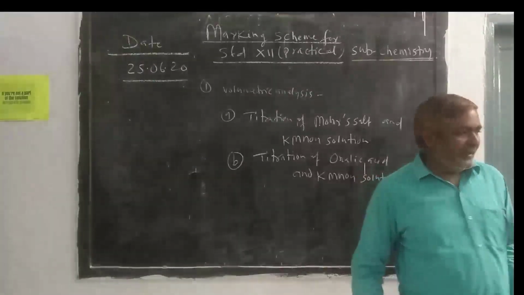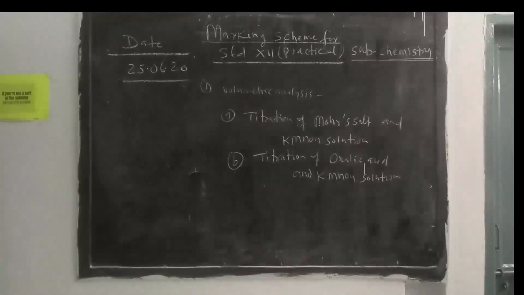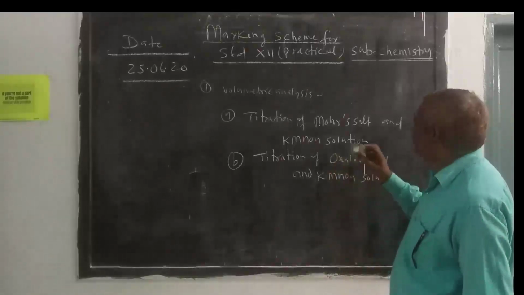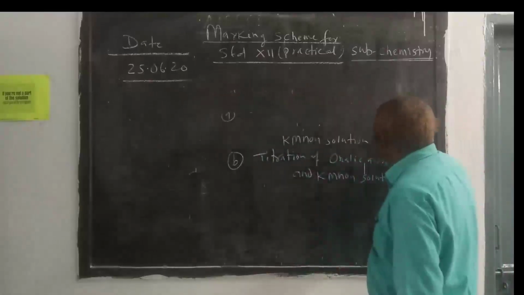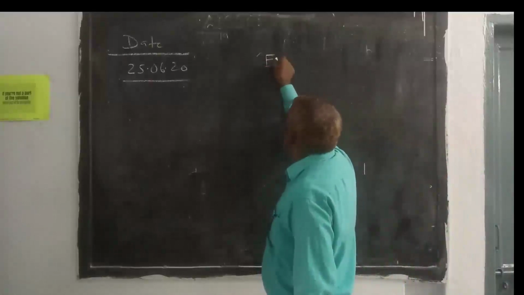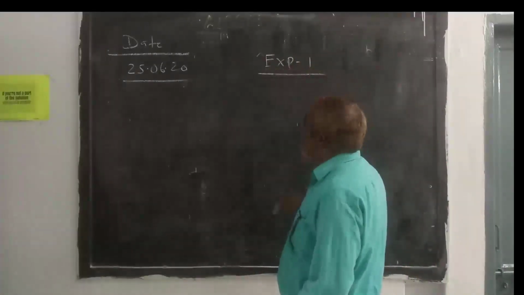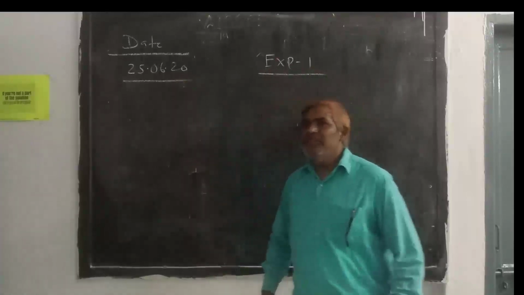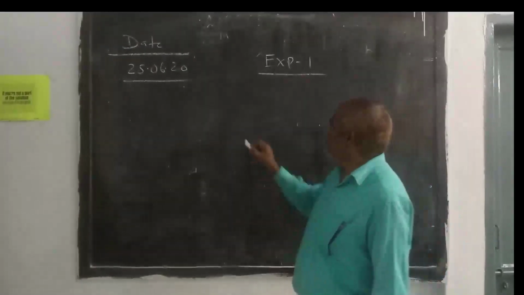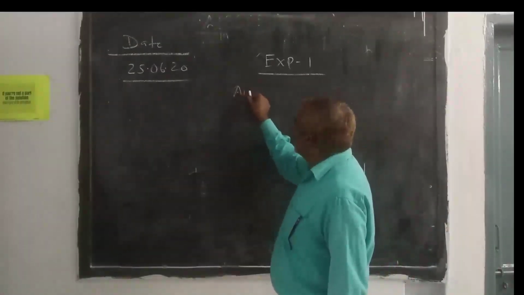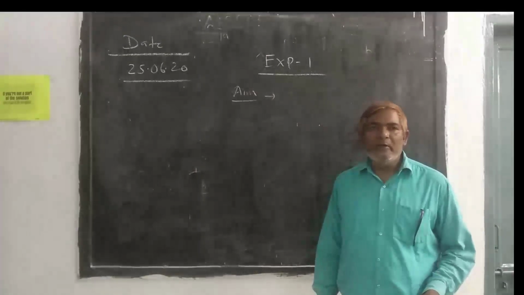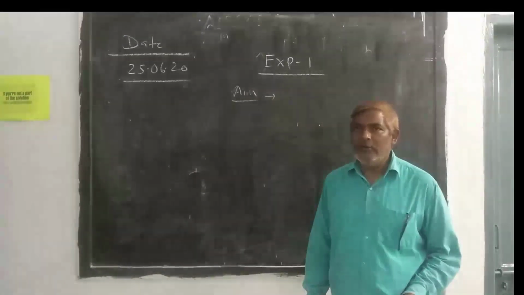And I am writing one experiment related to Mohr's salt and KMnO4 solution. This is experiment 1. I have written the date here also. So on this date, we have to perform the experiment. Name of the experiment, I will write. If we are performing any experiment, first of all note down the aim of that experiment.